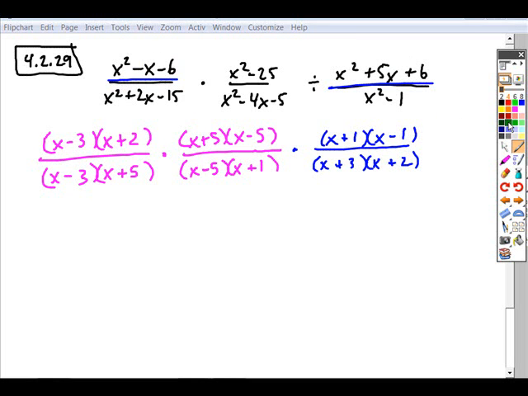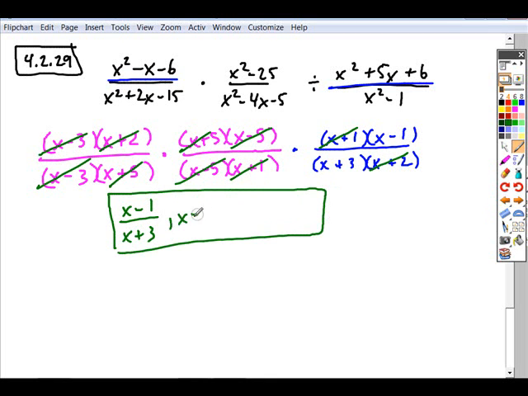Now we can cancel common factors. So here we have x minus 3's canceling, x plus 2's cancel, x plus 5's cancel, x minus 5 cancels, x plus 1 cancels. So everything gets canceled out with the exception of x minus 1 in the numerator, x plus 3 in the denominator. So here's my simplified fraction.